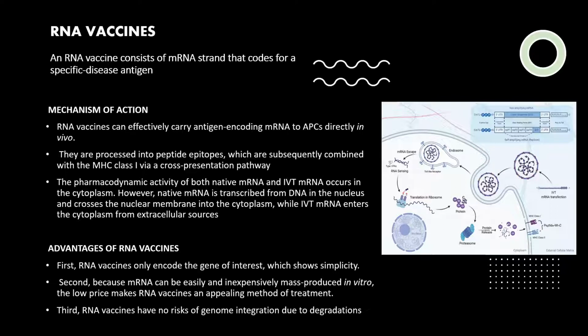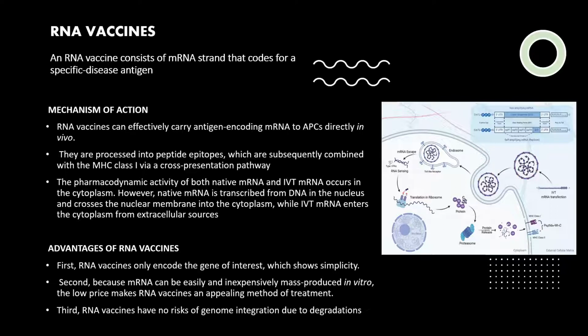The pharmacodynamic activity of both native mRNA and IVT mRNA occurs in the cytoplasm. However, native mRNA is transcribed from DNA in the nucleus and crosses the nuclear membrane into the cytoplasm, while IVT mRNA enters the cytoplasm from extracellular sources. Once delivered into the cytoplasm, IVT mRNA will follow the same mechanism that regulates the stability and translation of endogenous mRNA. Therefore, mature protein products which contain antigens are likely to cause pathogen-specific humoral and cellular immune responses.